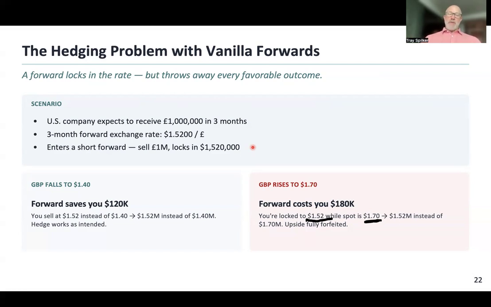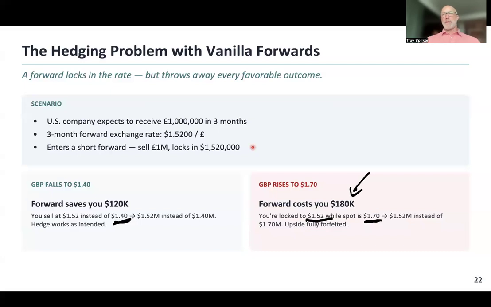And so that's the downside to hedging through forward or futures contracts, that it's symmetrical in either direction. So if you're wrong about the direction of the hedge, you do participate in the loss here. So in this case, it'll cost us $180,000 when the spot price goes from $1.52 per pound to $1.70 per British pound.